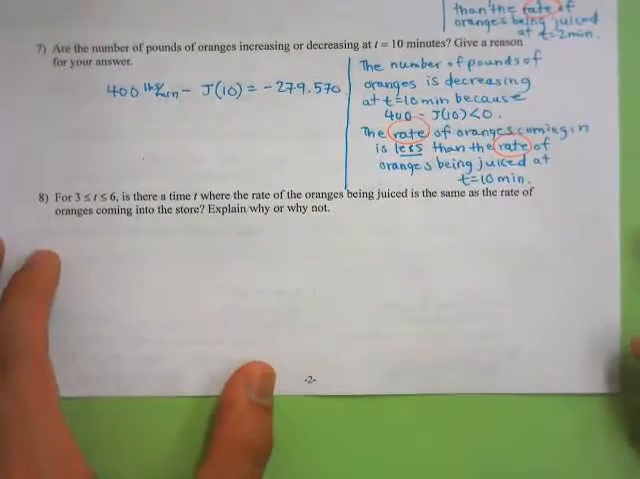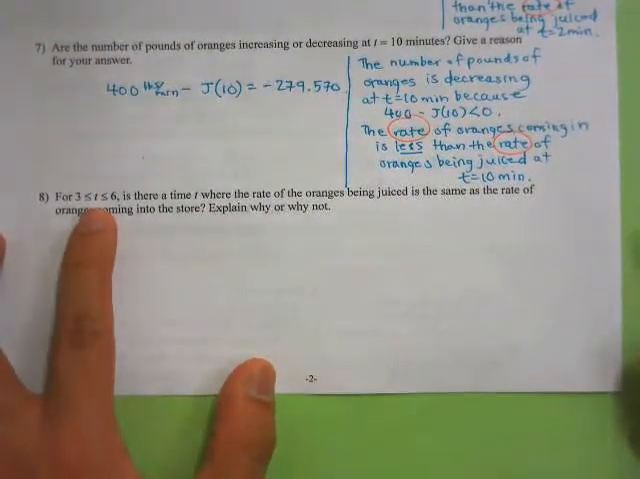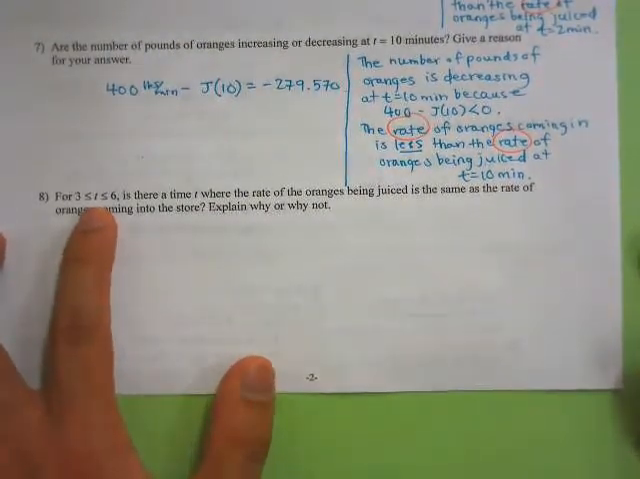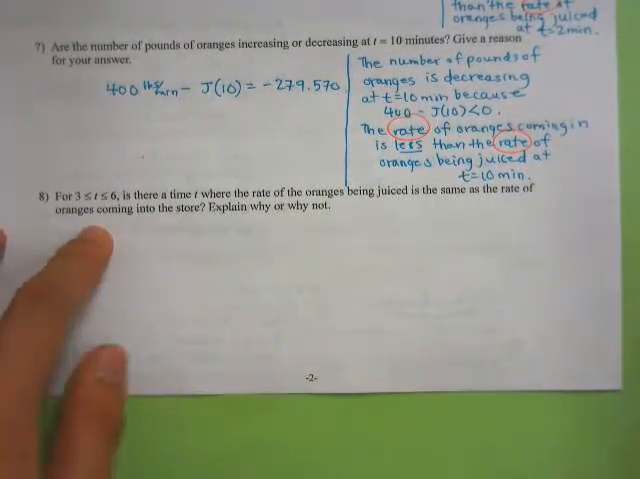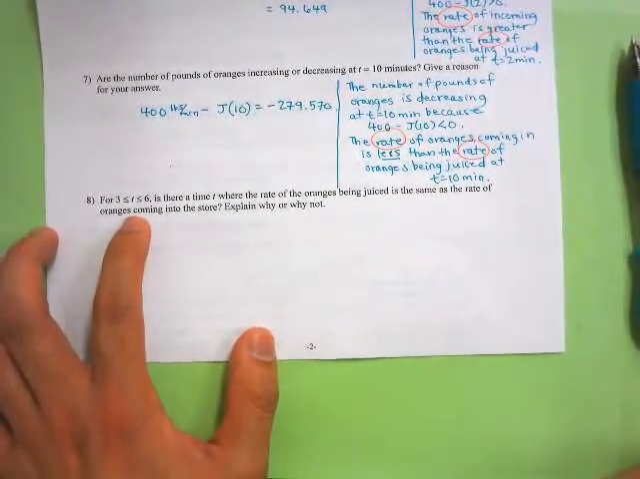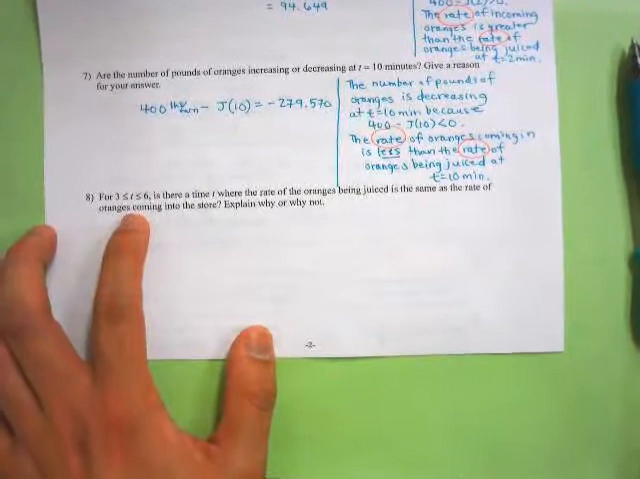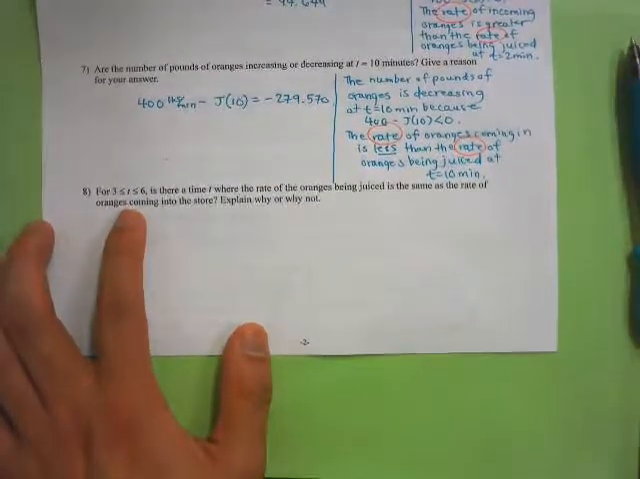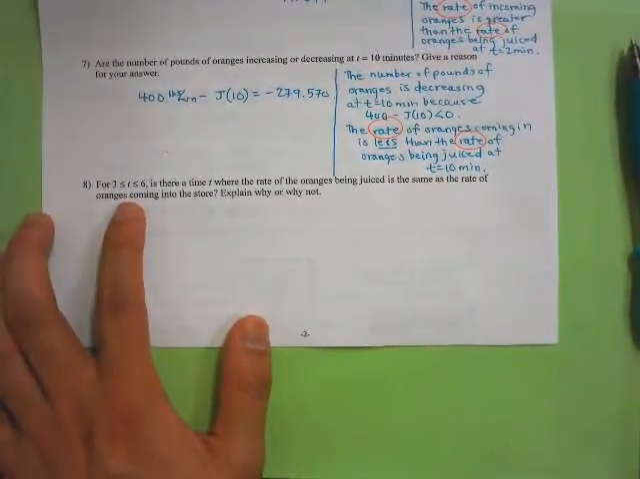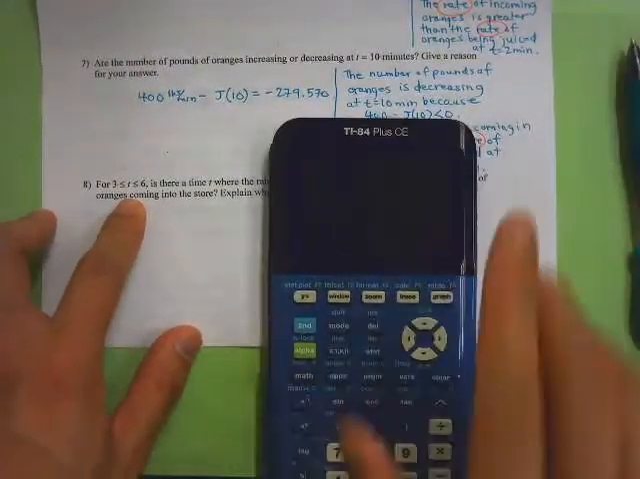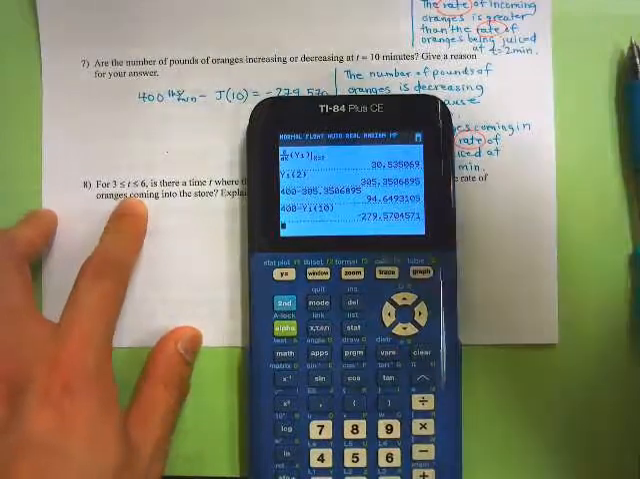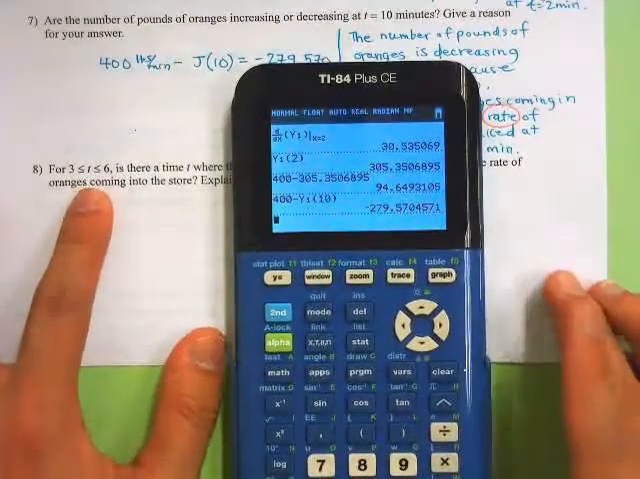Let's do number 8. Is there a time t in between 3 and 6 now where the rate of the oranges being juiced is the same as the rate of the oranges coming into the store? Sometimes there is not, so let's go check the endpoints first, because if it's not, then we can't use the intermediate value theorem. We just got to say we can't find one. So before we make any conclusions, let's actually do the endpoints first.